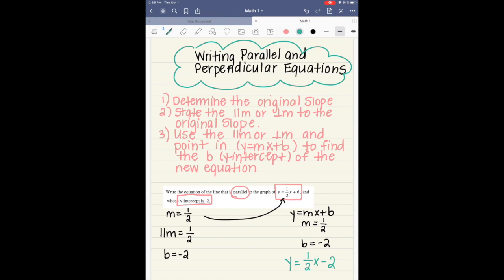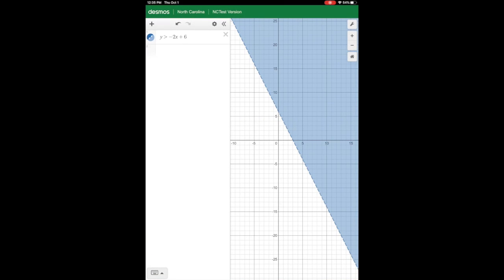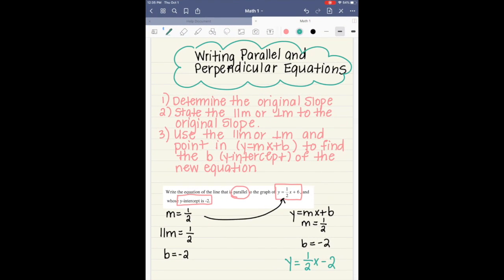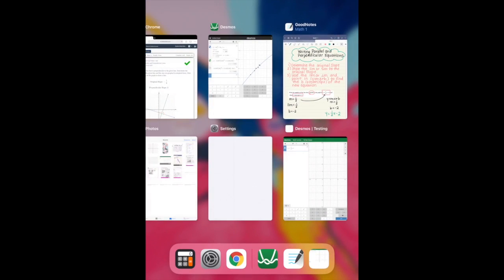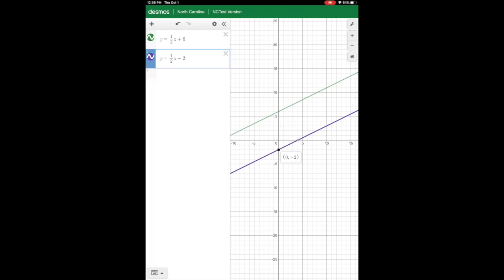That was a pretty simple example. So if I graph this in Desmos, my original problem was y equals 1/2 x plus 6. And then we found the new one to be y equals 1/2 x - 2. We can clearly see those are parallel, and that does have a y-intercept at -2. So always graph it and make sure you got the correct answer.